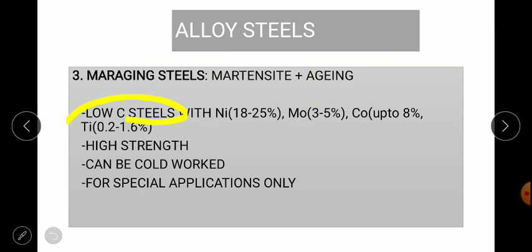These are low carbon steels which contain nickel of 18 to 25%, molybdenum of 3 to 5%, cobalt of 8%, and titanium of 0.2 to 1.6%. Specifically, it can be used for cold working operations. Maraging steels have very special purpose applications, most probably in medical applications, that is syringes, knives or cutters, scissors, etc. are manufactured from maraging steels, and marine applications are also important.